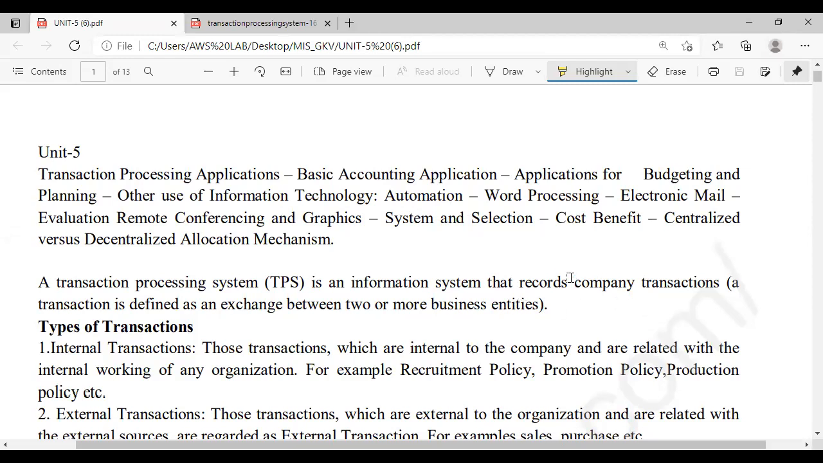So you know what is meant by a transaction. In DBMS also we are doing transactions, using read and write operations. A transaction can be defined as an exchange between two or more business entities. It may be any type of transaction. There may be an exchange between two or more entities. That is the transaction.